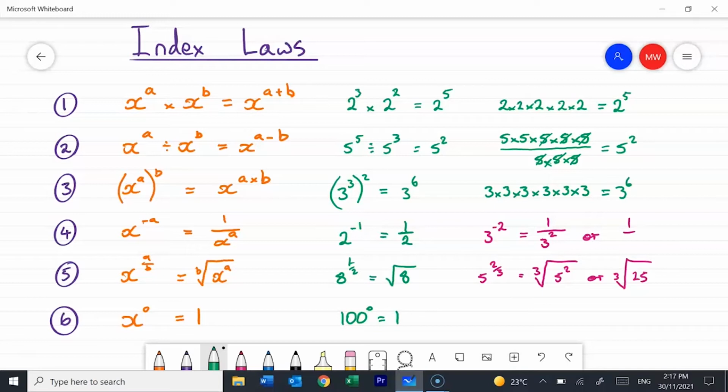Might be worth pausing the video for a moment and writing these laws down to help you in this topic.